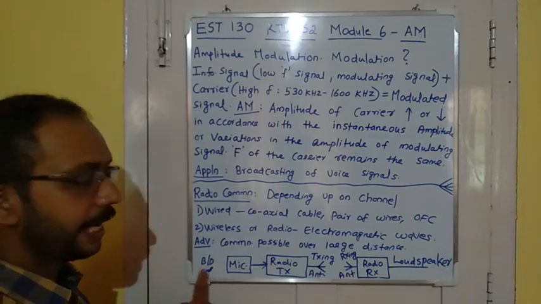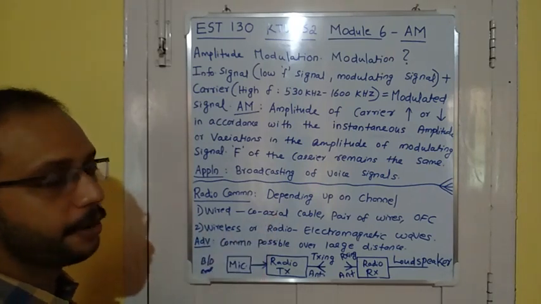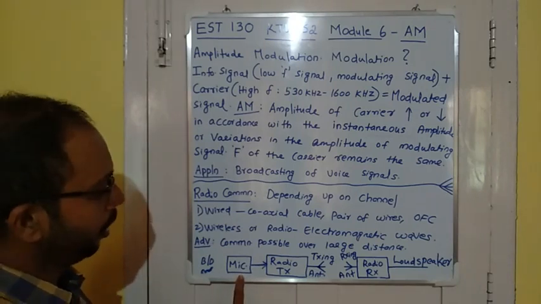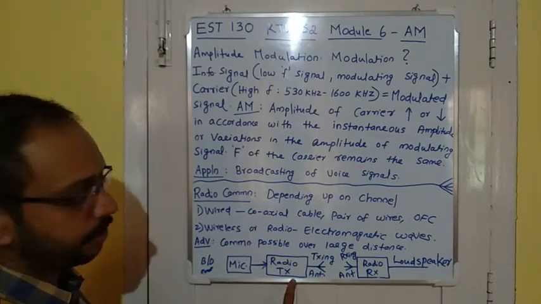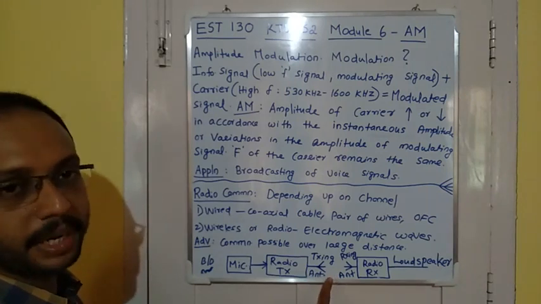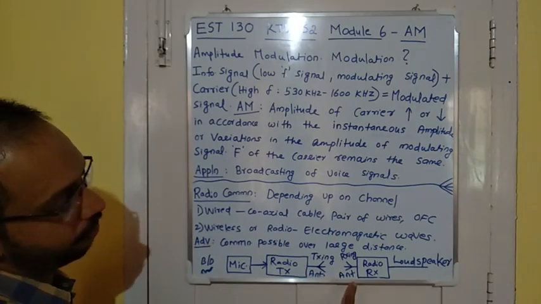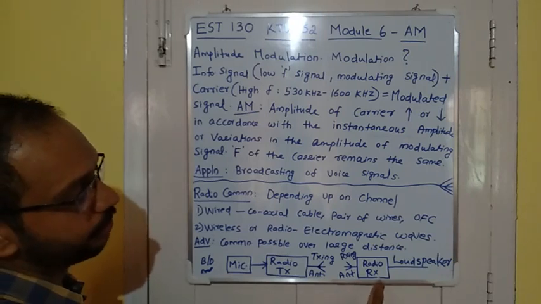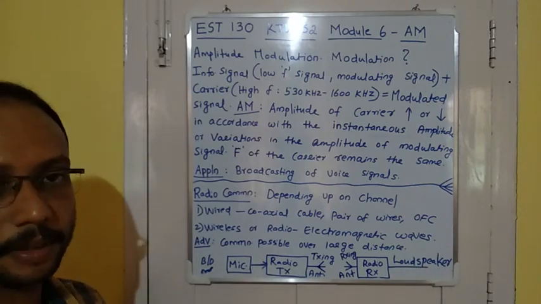This is a block diagram representing the radio communication. This is a microphone. This is the radio transmitter. This is the transmitting antenna. In the receiving section, we have the receiving antenna, radio receiver and a loudspeaker.